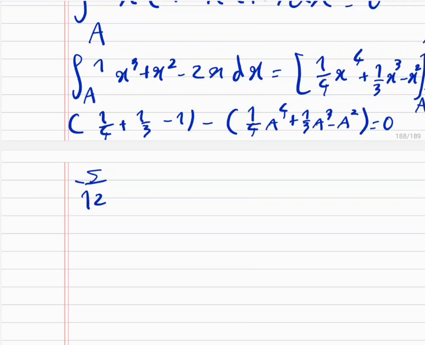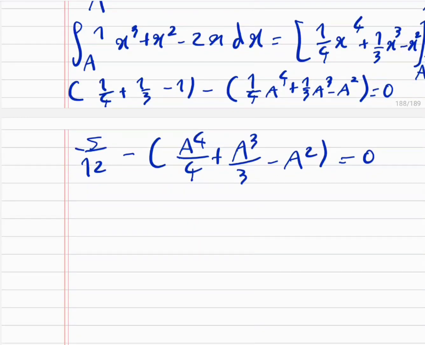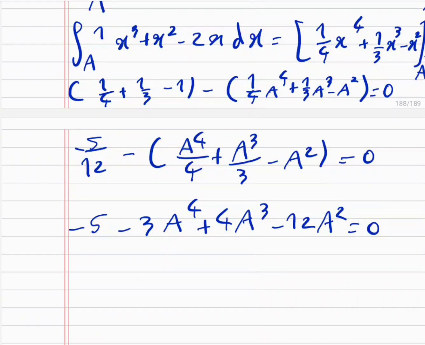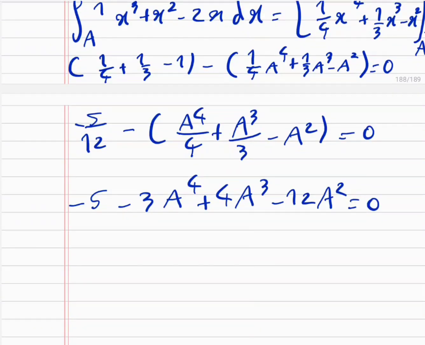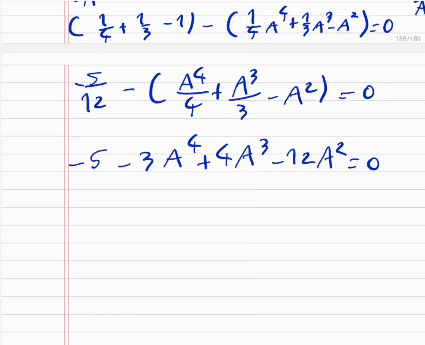And after that, we have minus a to the 4 over 4 plus a cubed over 3 minus a squared is equal to 0. So now we can multiply both sides by 12 to get rid of the denominator. So we have minus 5 minus 3a to the power of 4 plus 4a cubed minus 12a squared is equal to 0. And now we can multiply by minus 1 to just have a nice equation.